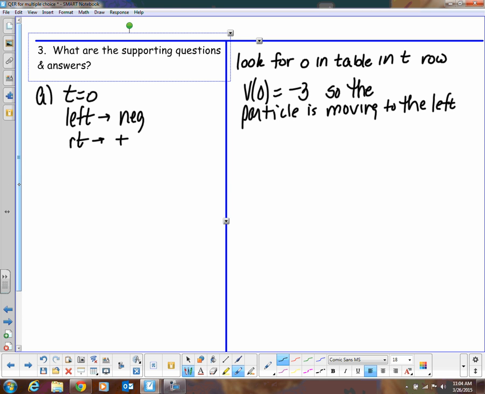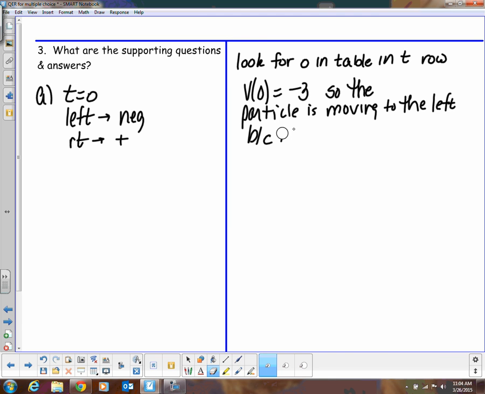All right, did I answer that first question? It says, is the particle moving to the left or right? Did I say that? Yes. And did I explain? Not really. So the particle is moving to the left because V of t is negative.